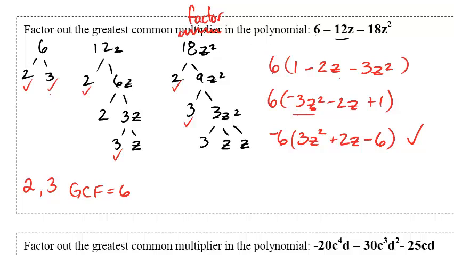We can then double check by expanding. So negative 18z squared, negative 12z, and ooh, that's supposed to be a 1. Good thing I did this check. Negative 6 times negative 1 is positive 6. Yep, that's what we started with. Okay, so that worked out.